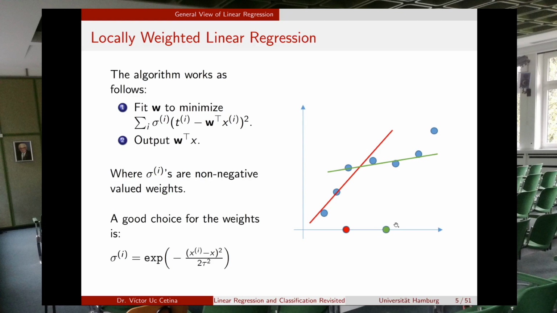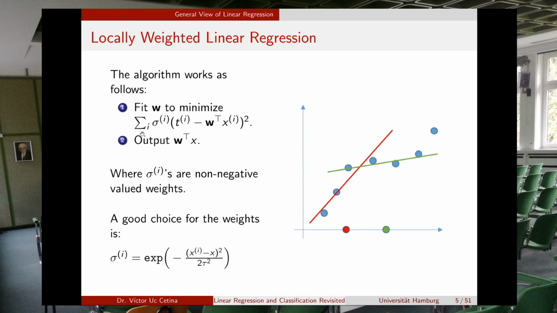But if we were training our model to evaluate this green point, then we would consider more the close points to the green point. One way to do that is to consider some kind of distance metric or similarity metric, and this is implemented using, in this case, this sigma. This sigma is a measurement of how important each of these points are for evaluating, in this case, the red point or the green point.